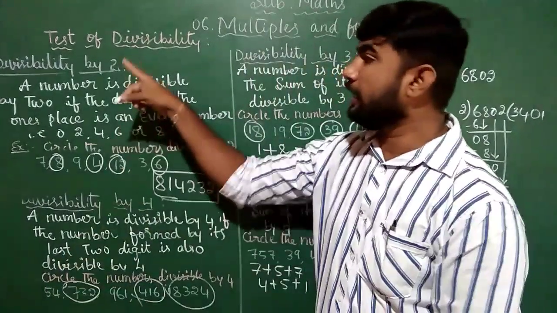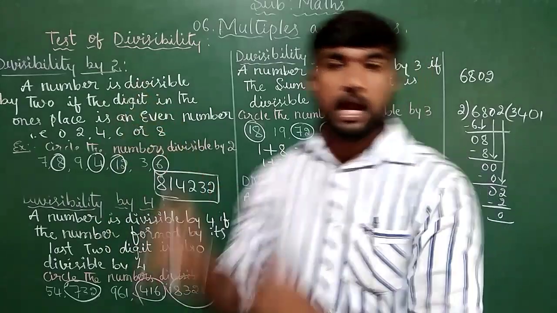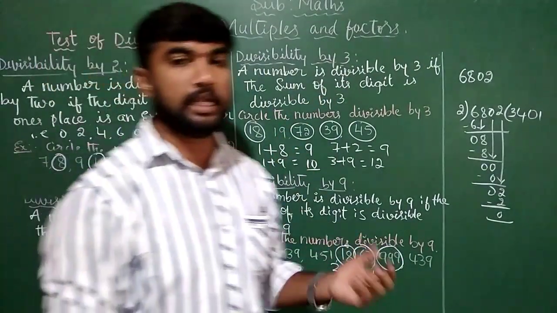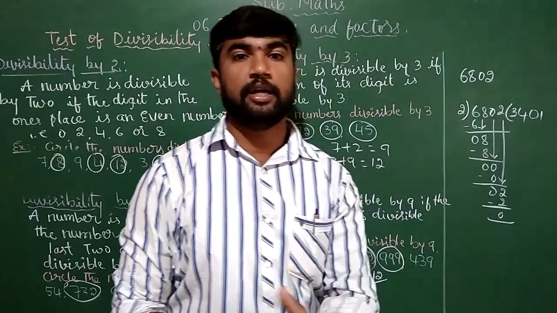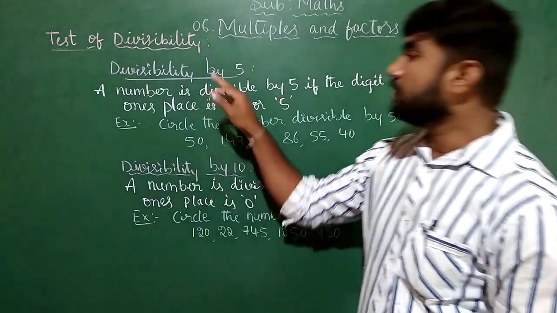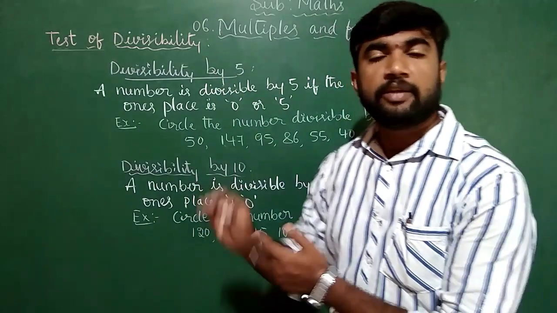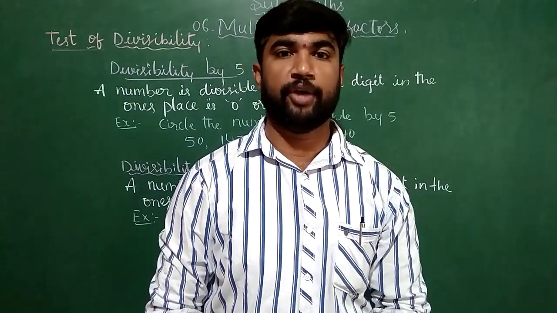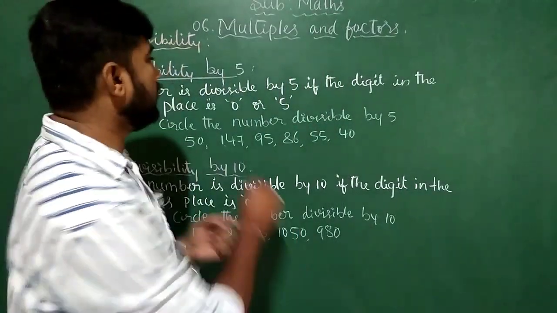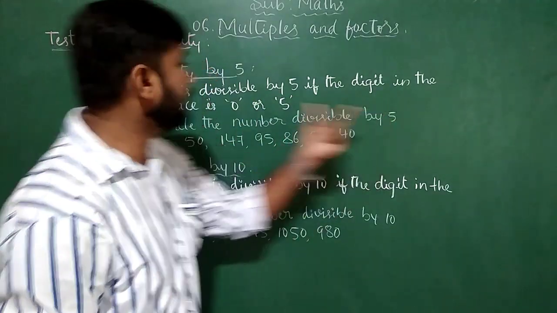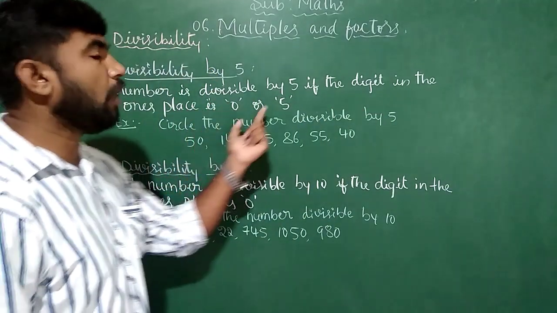Here the divisibility by 2 and 4 are the same, and 3 and 9 are the same. Okay, next I will explain divisibility by 5 and divisibility by 10. The next topic is divisibility by 5. How do we check whether a number is exactly divisible by 5 or not? Look at the definition: a number is divisible by 5 if the digit in the ones place is 0 or 5.